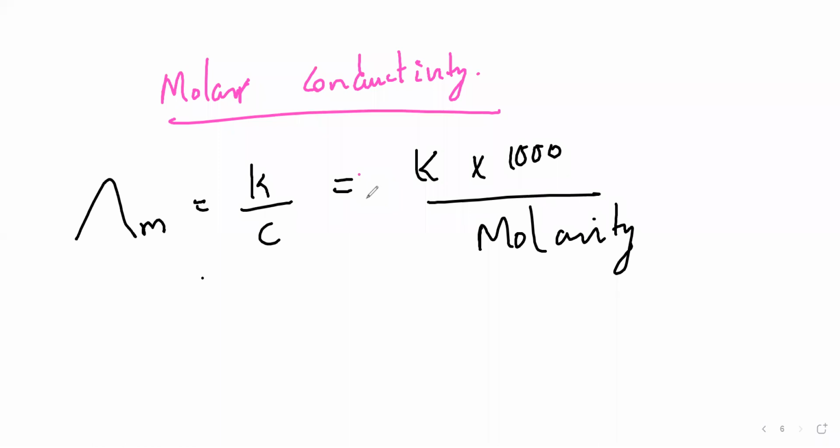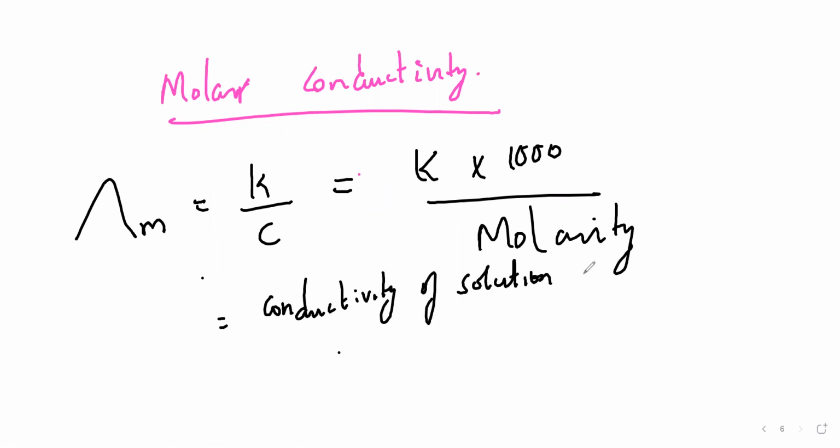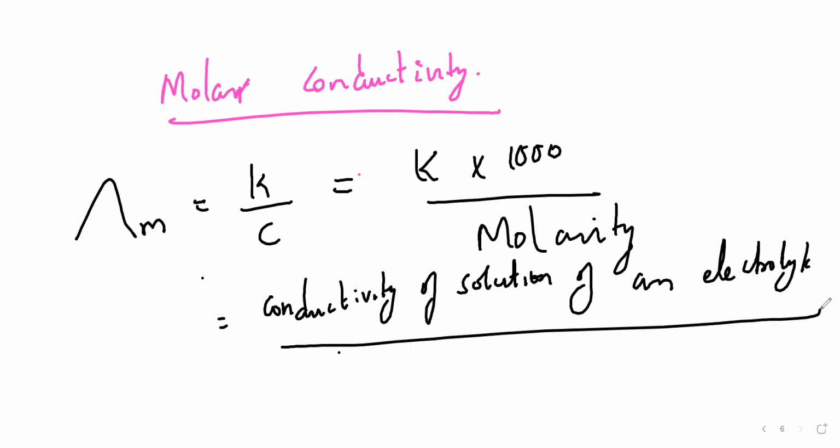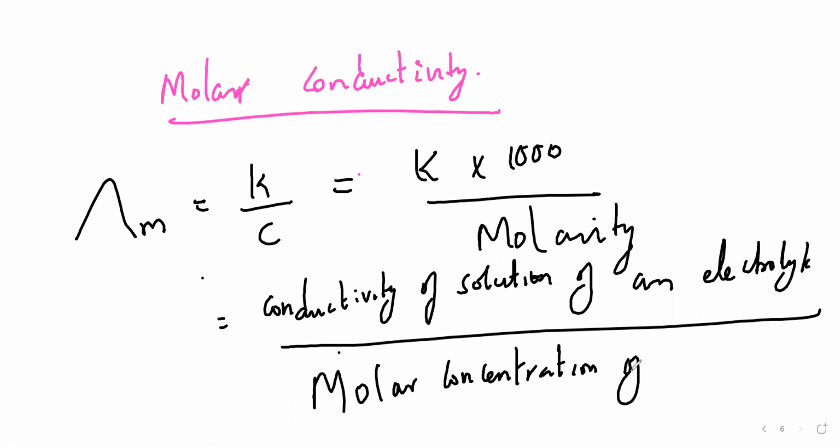In simple terms, this symbol is the molar conductivity. So it is basically the conductivity of a solution of an electrolyte. So this K is nothing but the conductivity of the solution of an electrolyte, divided by the molar concentration of the electrolyte. Conductivity to what? The molar concentration of the electrolyte.